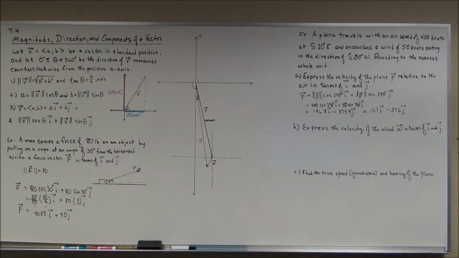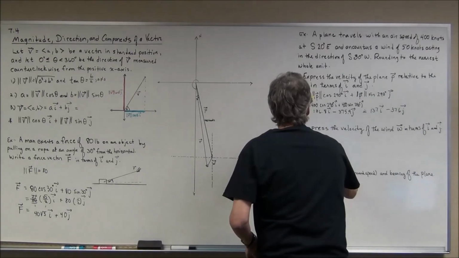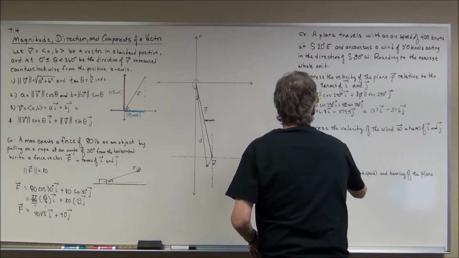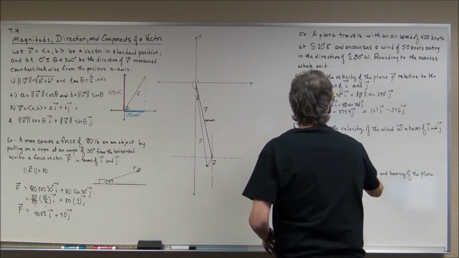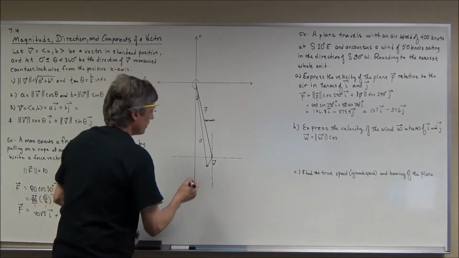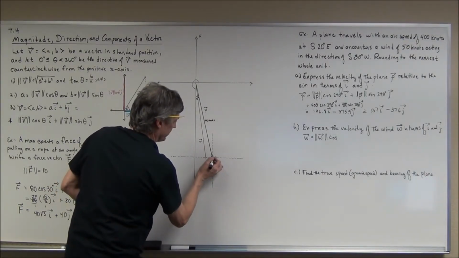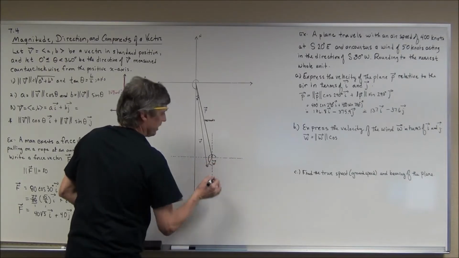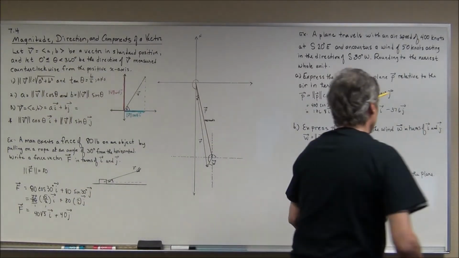Now in the second part it wants the wind, so it's very similar. The wind vector is going to be the magnitude of this vector times the cosine. Now in this case the angle for the wind, remember this is 30 degrees here. So what we're looking at is 180 and 60 more, that'd be 240 degrees.